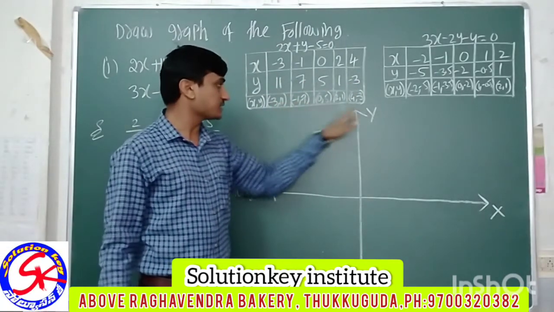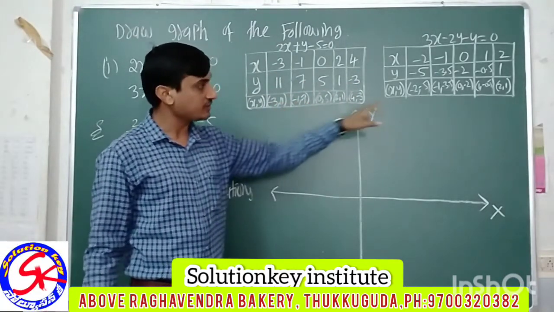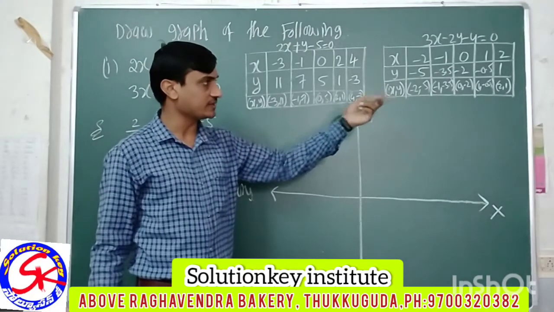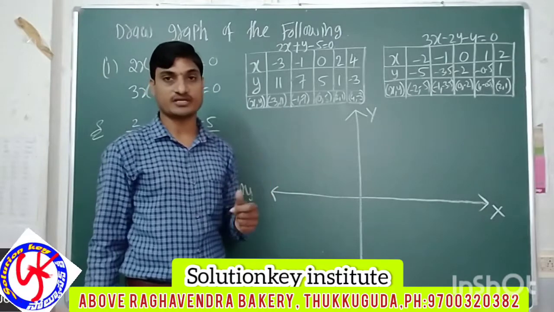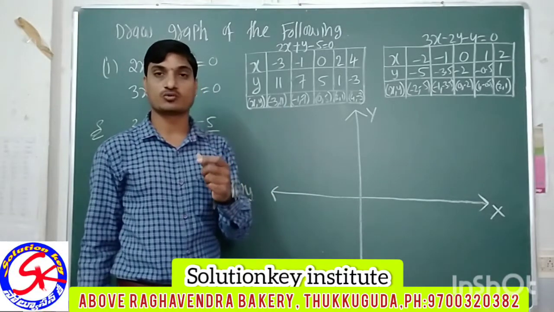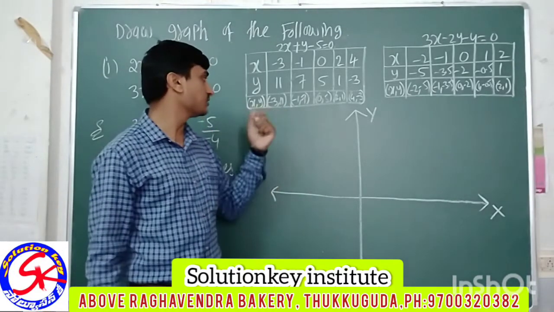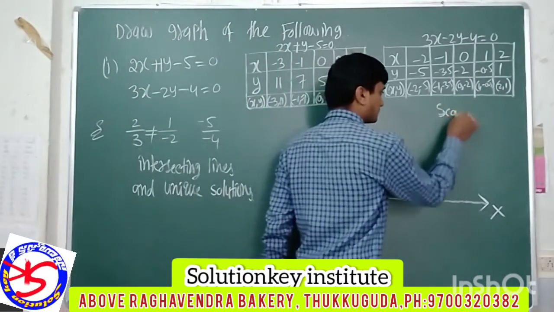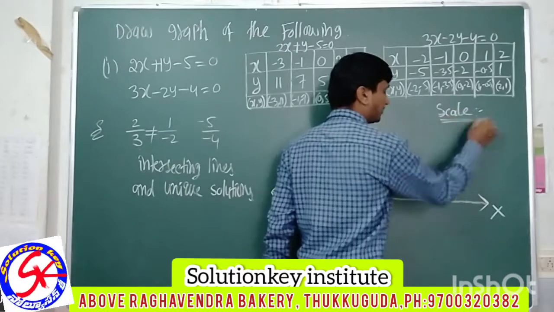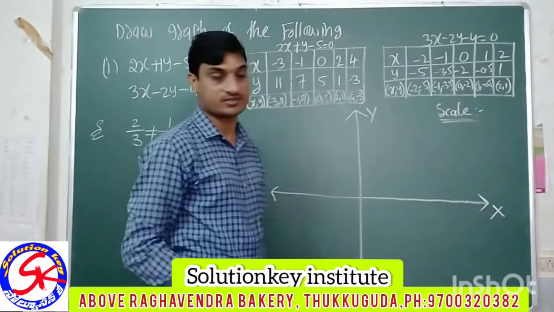Any larger number is what? 11. And the larger number is only minus 5 and minus 2. Okay, no? Yeah, 11 is there. That's the reason I am taking the scale as 2 on the y-axis. Whatever it is, scale is important, no? Without scale, you lose 1 mark.